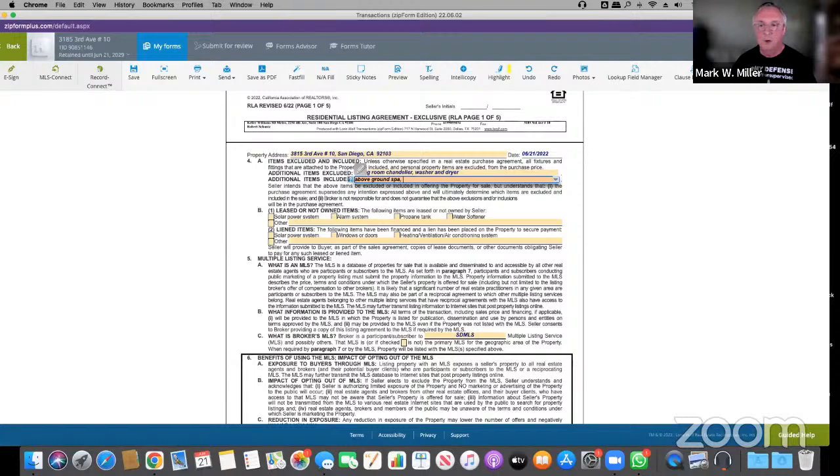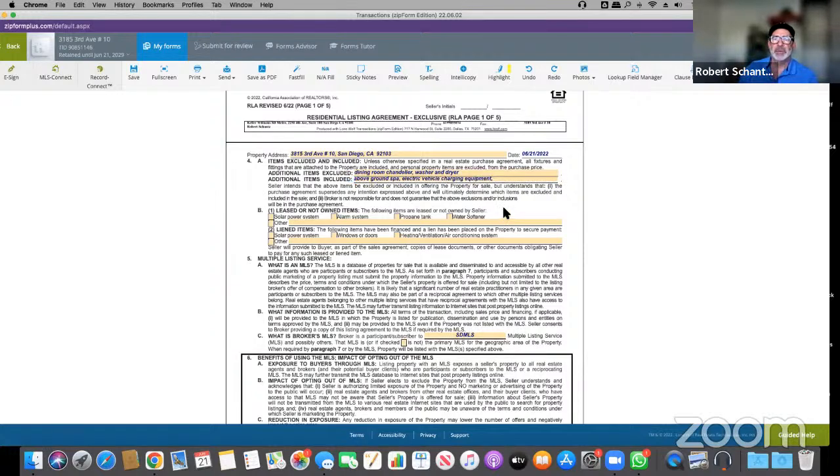Electric vehicle charging equipment. Water softener. Okay. And seller intends that the above items may be excluded or included in offering the property for sale, but understands that the purchase agreement will supersede it.